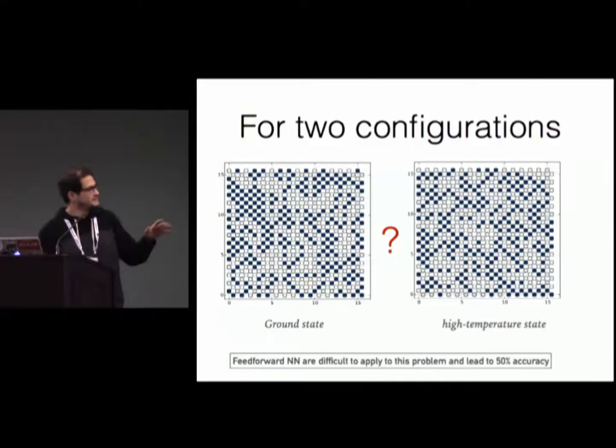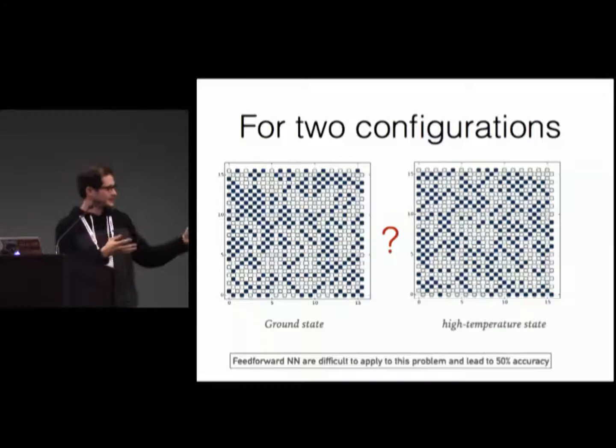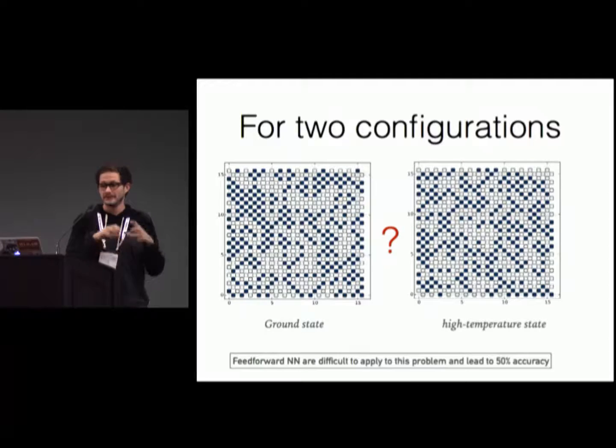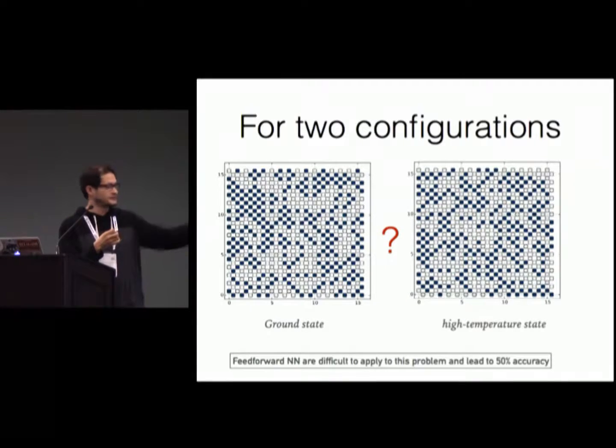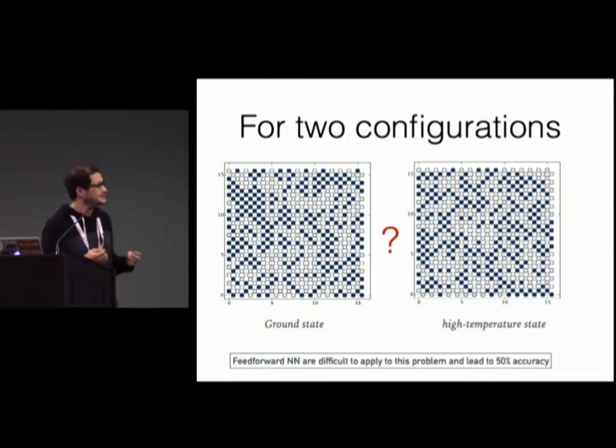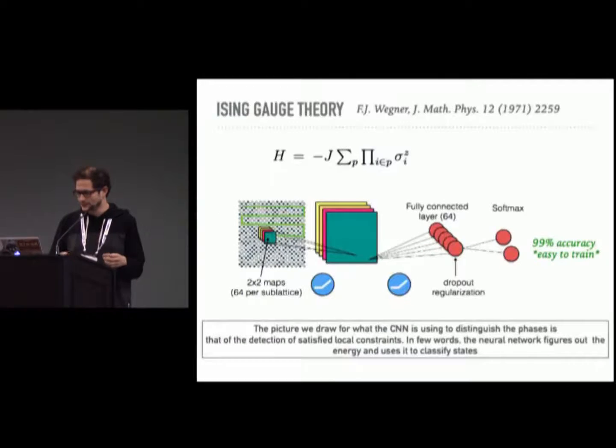I don't know how you did it, but if you try a feed-forward neural network, a fully connected one like the one I used for the Ising model, I just couldn't make it work. It's very difficult to train, and you always get to 50% accuracy, which is as good as guessing. So the question was what to do, how do we fix this? I just started playing with different architectures and so on.